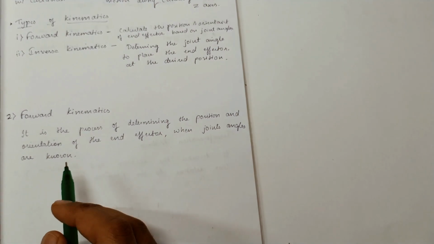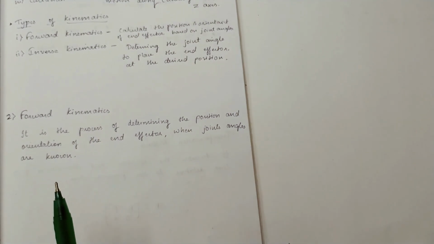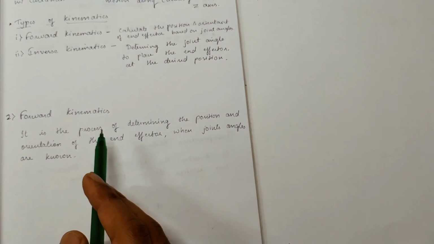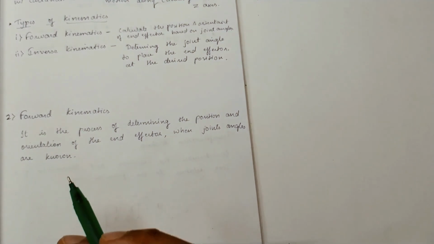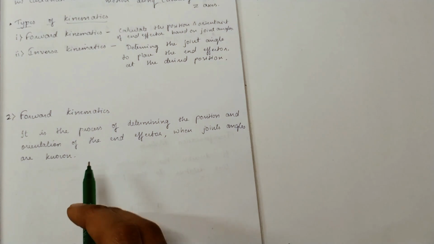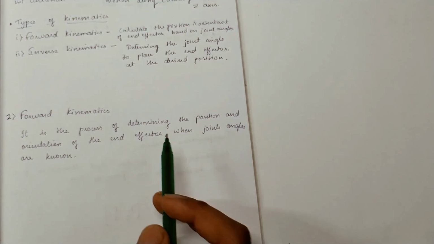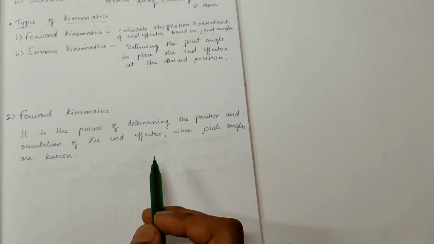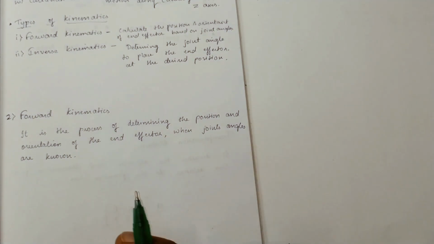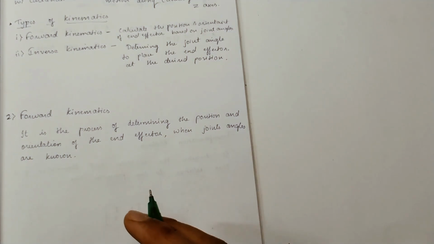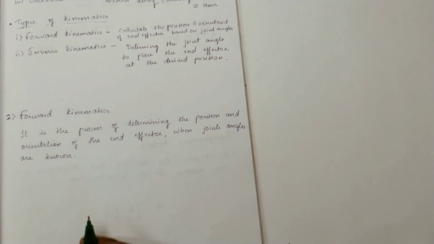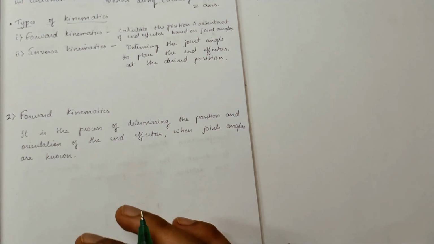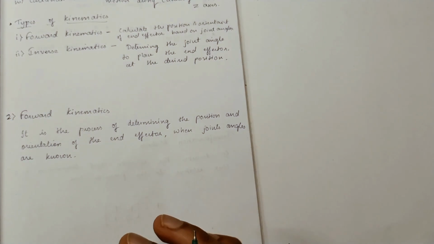So in this video, we will look into today's topic, forward kinematics. So basically, what is forward kinematics? It is the process of determining the position and orientation of the end effector when the joint angles are known. So what it basically means is forward kinematics is determining the position and orientation when the angles are known.